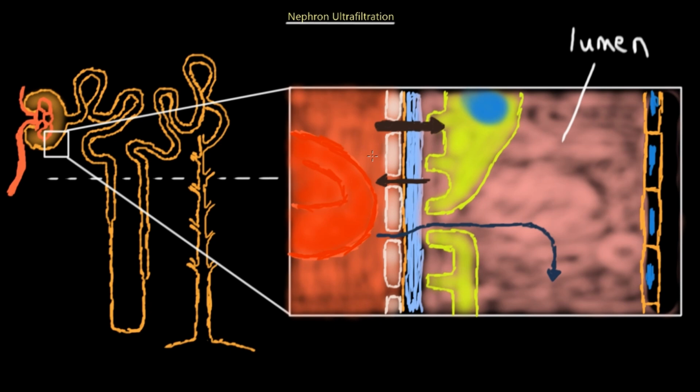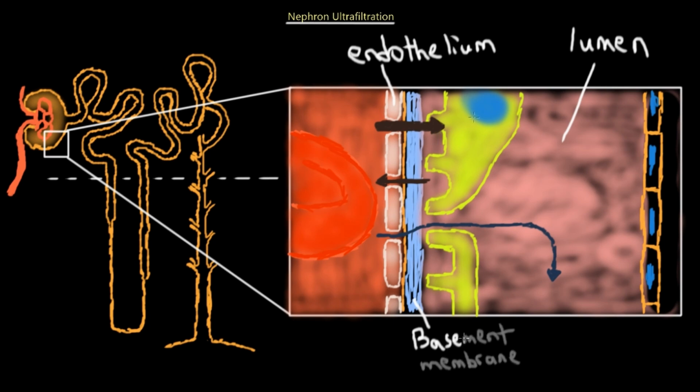Now this connection is composed of two separate layers. The first layer is, of course, the endothelium of the capillary. And the second layer is going to be called the basement membrane. And finally, these large yellowish cells right here are going to be called podocytes. And the podocytes are on the side of the Bowman's capsule, on the side of the filtrate.